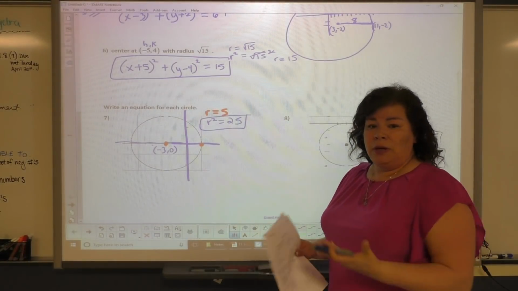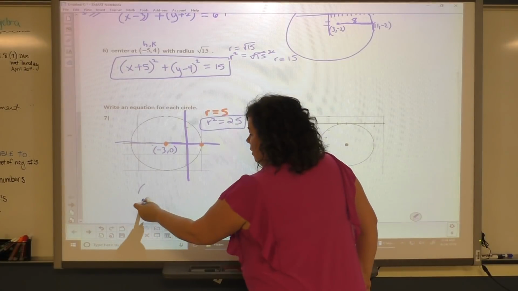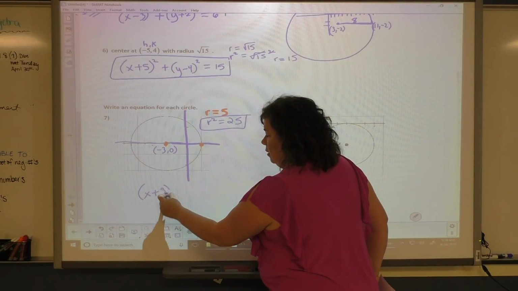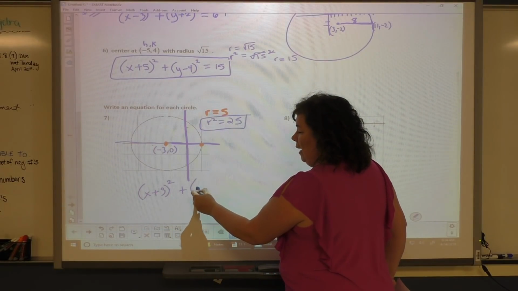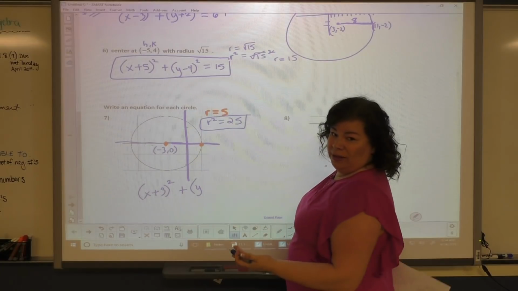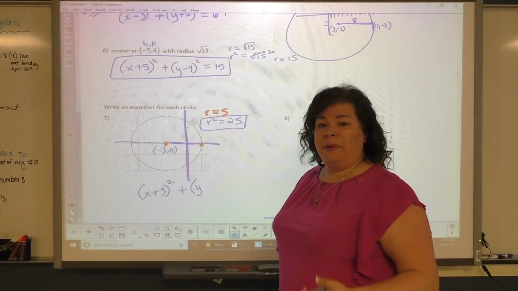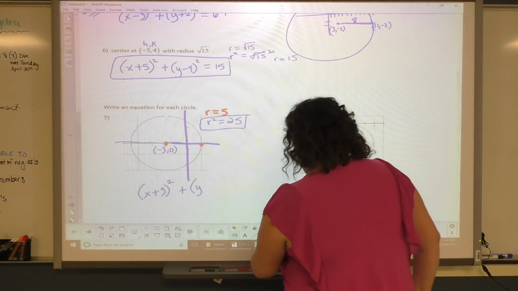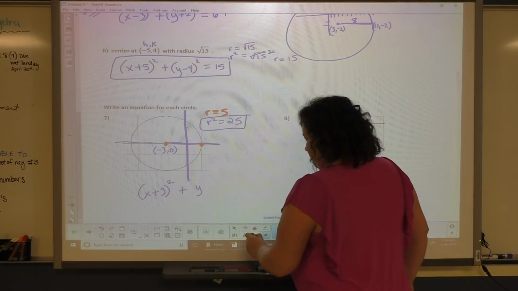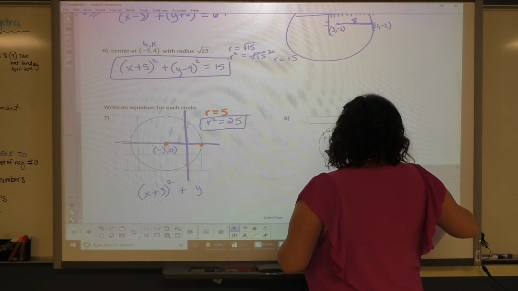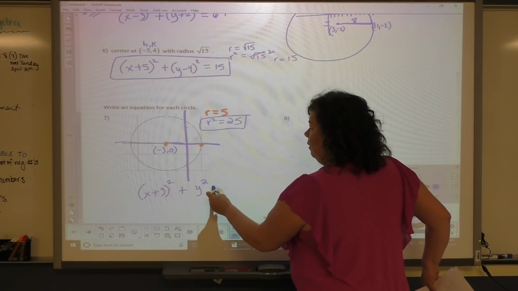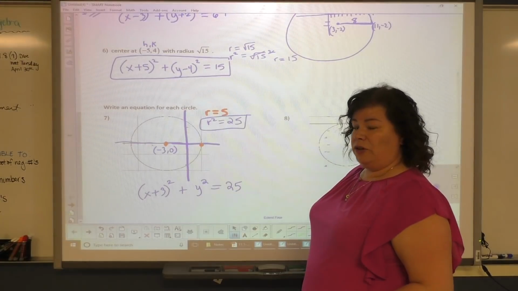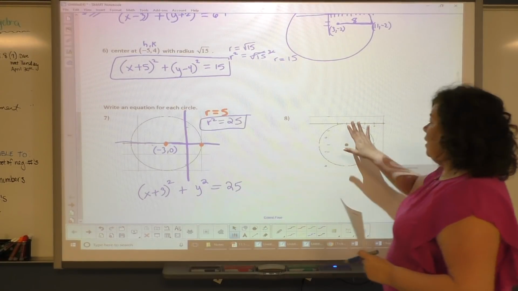And all we're going to do is write an equation. So in simplified form, (x + 3) squared plus (y − 0) squared. But we already know what's going to happen. y − 0 is just y. So we're going to end up saying y squared, and we don't need those parentheses around there. All right. So y squared equals radius squared of 25. So that's our simplified equation of a circle. And that's it.